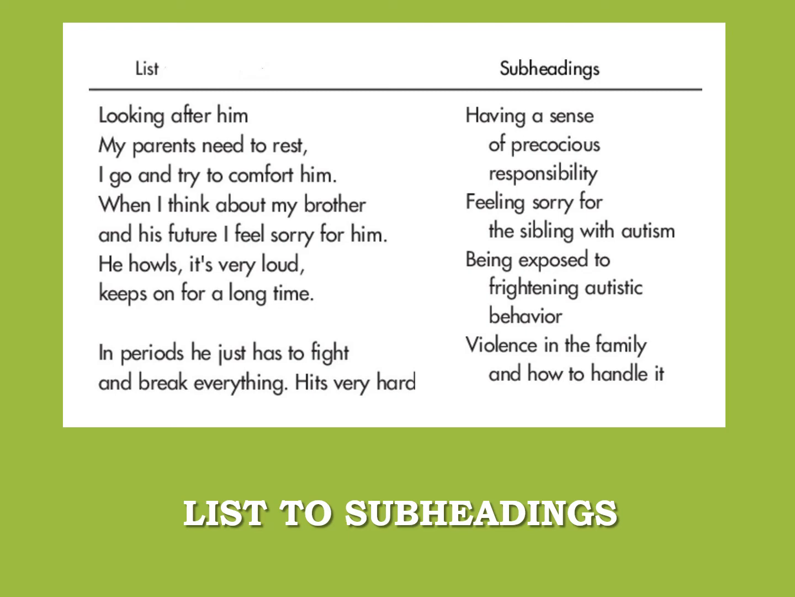So she had this sense of precocious responsibility. Notice the second subheading, how she felt sorry for her brother, feeling sorry for the sibling with autism. And then notice how it affected her, being exposed to these frightening behaviors. And then finally, what happens when there's violence in the family and how to handle it. So she came up with 4 subheadings for her essay, and she's going to push what she's written, all right?